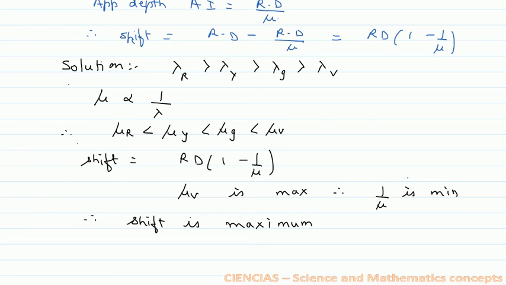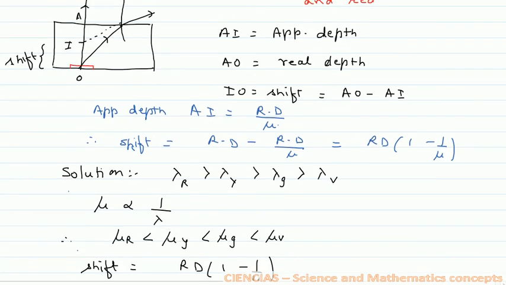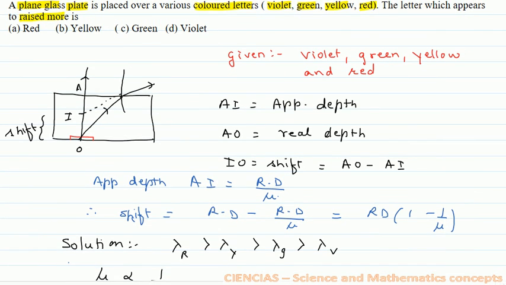Therefore, what is our answer? Shift of violet color is maximum. That is option D is correct. Now we see in the question our option. The option D is correct.